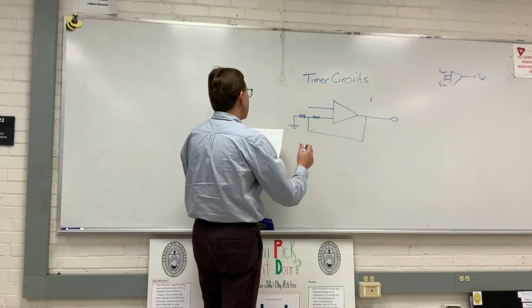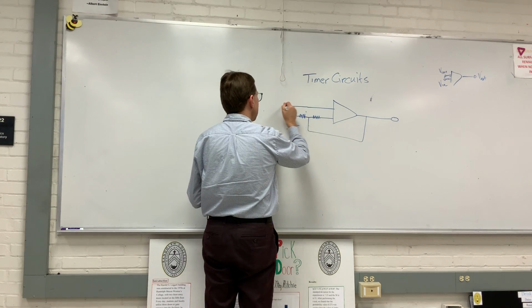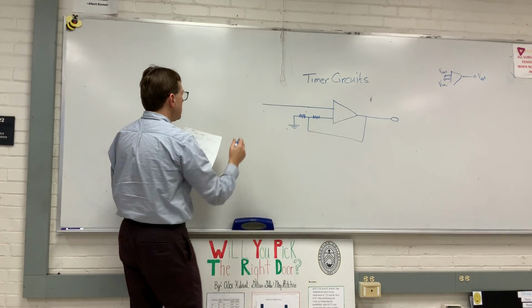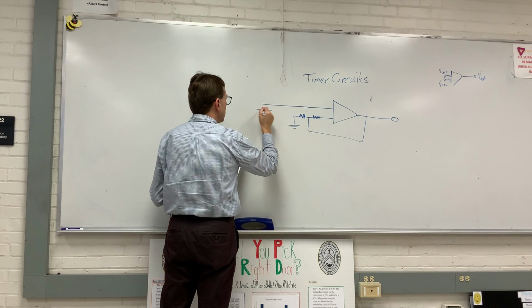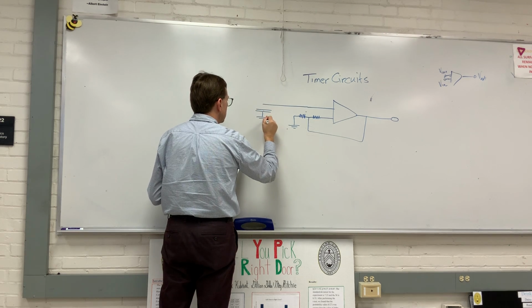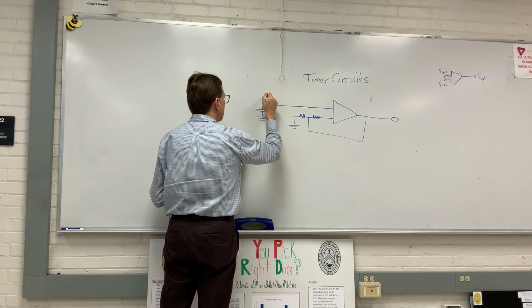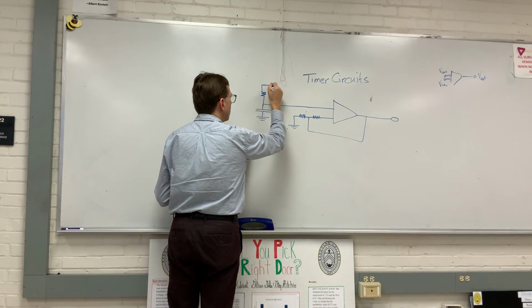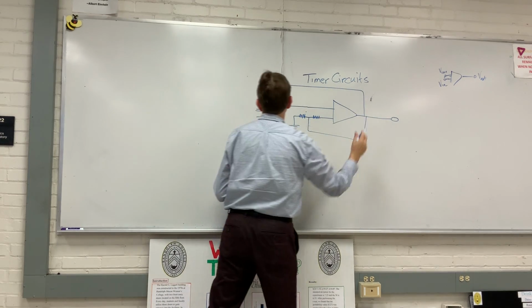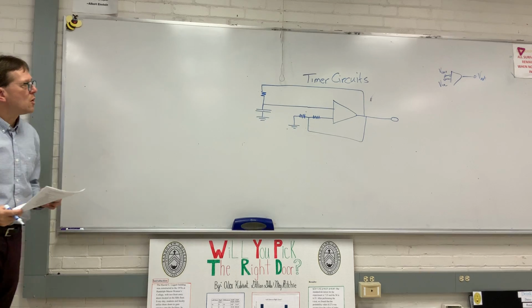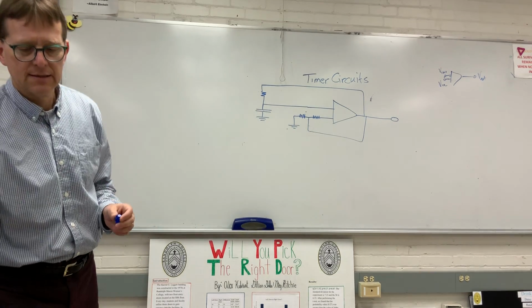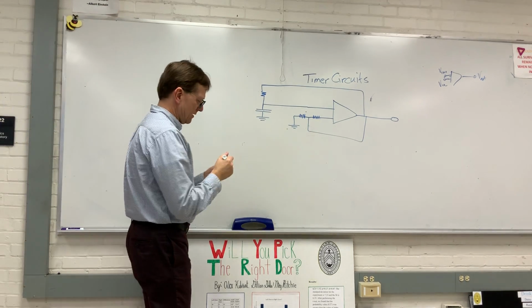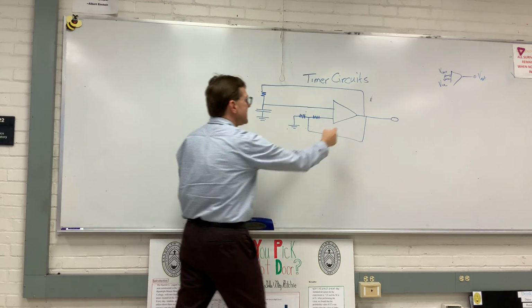But now on the other leg, let me just extend it out here so I can draw an RC circuit. I'm going to put an RC circuit on it. Don't worry about the op amp for a second. Just look at the RC circuit. So I'm going to take the output.